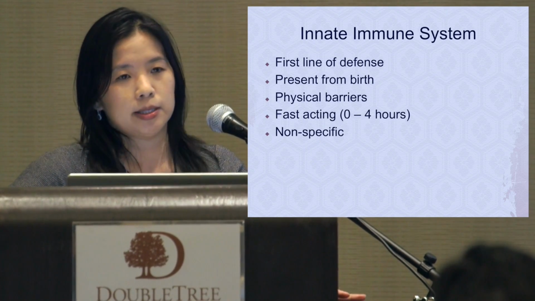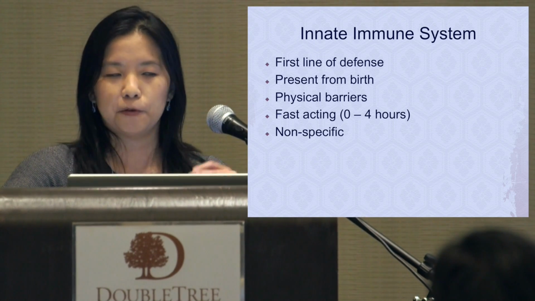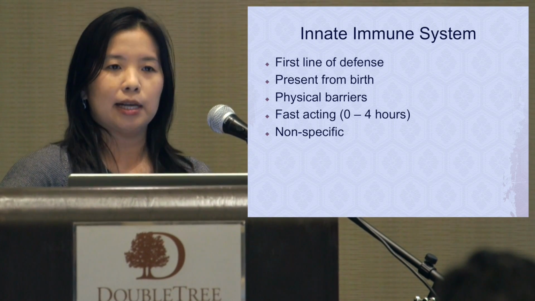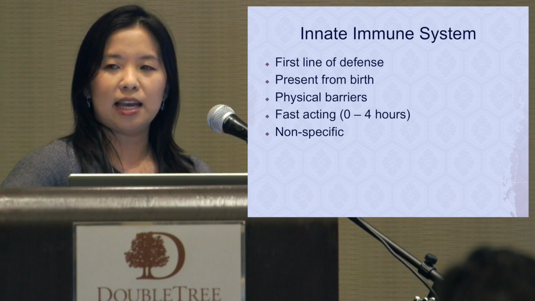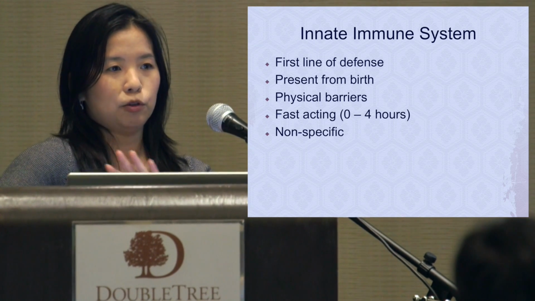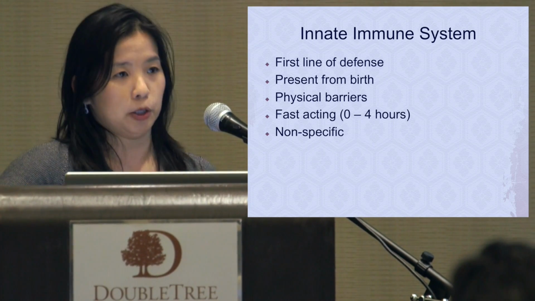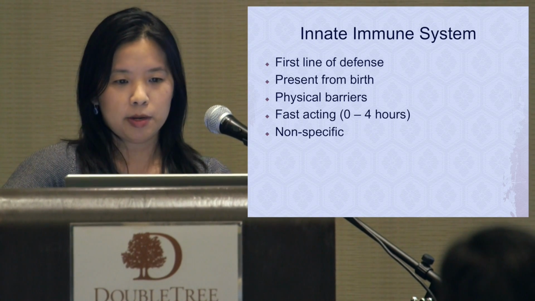The innate immune system is something that you're born with. It's the first thing that kicks in. It's the first line of defense, it's fast acting. It's everything that you have at the beginning to fight anything that's foreign to you, all right? So what do I mean by that?